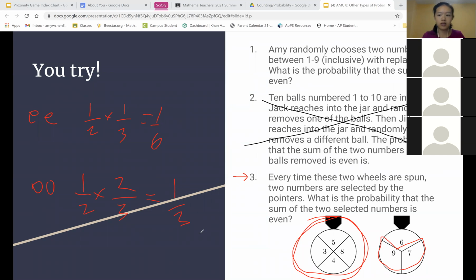So now we just add these together. 1/3 plus 1/6. If you change the denominator, this would just be 3/6, which is 1/2. I did it this way where I'm multiplying the probabilities, but you can also do it by multiplying the total number of outcomes and dividing it by the total at the end. Either way, you should get the same answer, which is 1/2. Okay, are there questions?